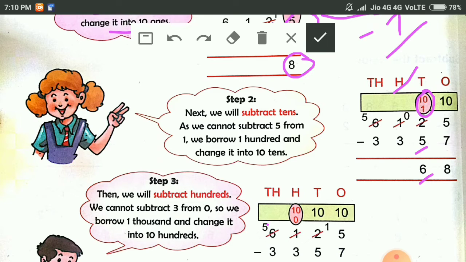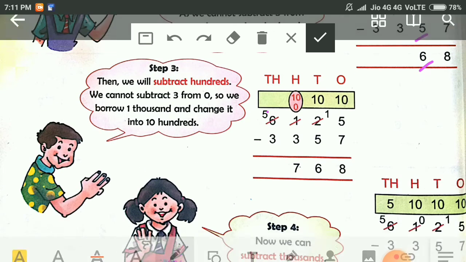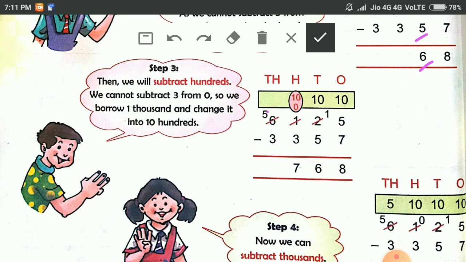Now step 3. Then we will subtract hundreds. Now you have 0 here, and you have to subtract 3 from this 0. It's also not possible. Then we borrow 1 thousand and change it into 10 hundreds. Then it will become 10. 10 plus 0, 10 minus 3, 7.